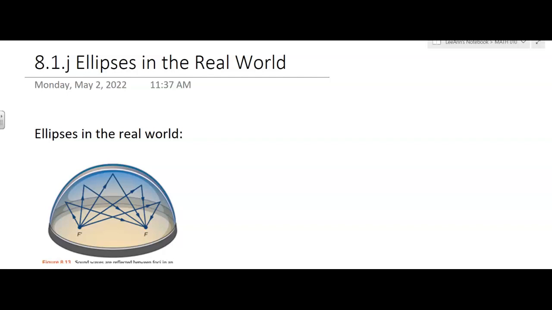Okay, so ellipses in the real world, we already talked about the elliptical machine that you might work on at the gym, and also we have ellipses for orbits of planets.